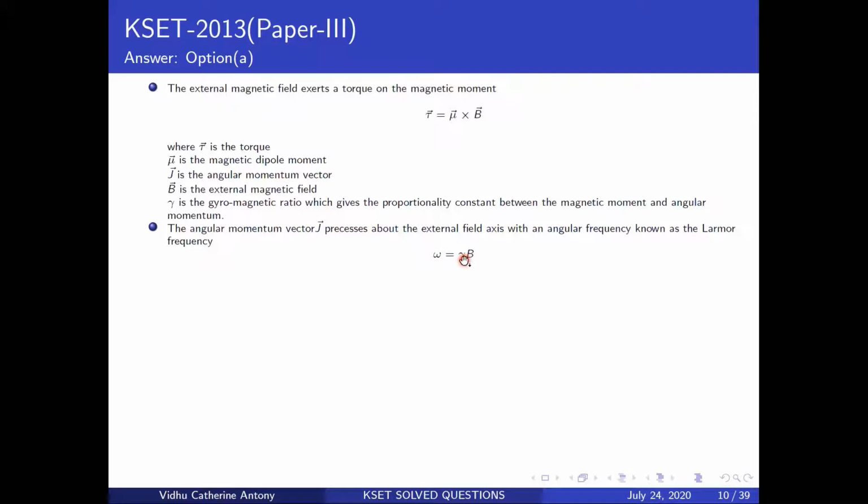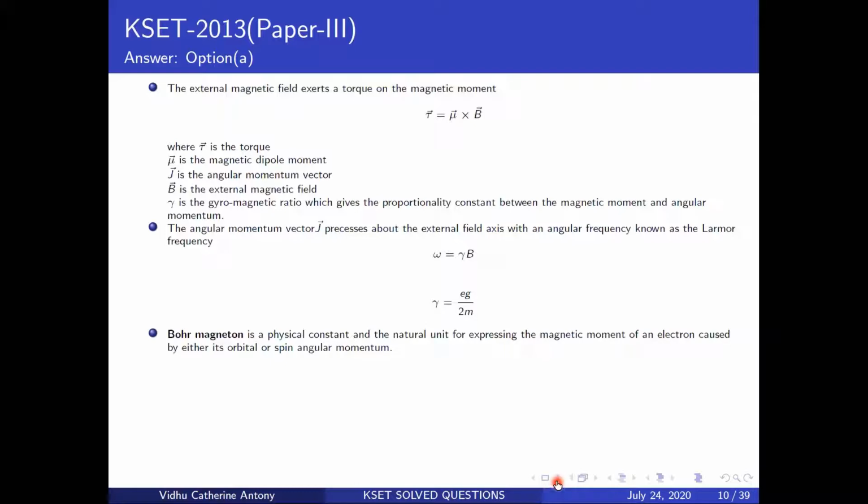Okay, so this is equal to omega, gamma B, sorry. And then you have your gyromagnetic ratio, which is equal to Eg divided by 2m. So g is basically your g factor. Sometimes it's 1, sometimes it's 2.0, and so on. Okay, so now let's look at what your Bohr magneton means.